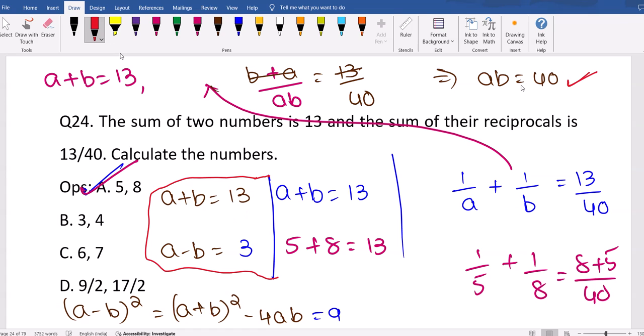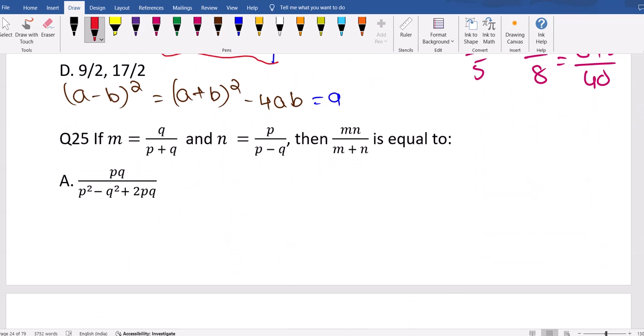They may give the sum of numbers, or the sum of the reciprocals. They ask the product of the numbers, 40. You can do that. Or else, for this question, I recommend going with option verification. No need to waste time.